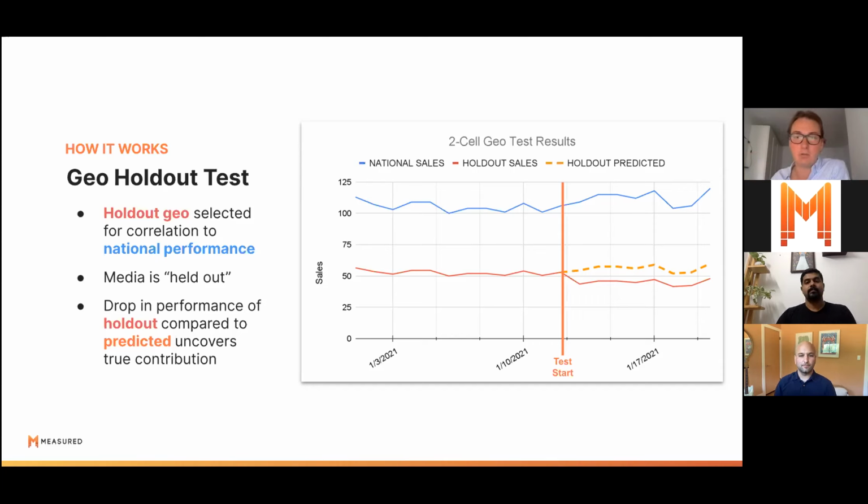Now, let's say we take out Facebook prospecting from those 5 states, and you can see this test start line here, that's where we take it out. That orange dotted line is what we predict would have happened if we had not done that. If we had done nothing to touch these states, what would sales likely have been? And we know that because we have the national sales from that time period. That is the blue line. If we have that blue line, we can predict the dotted line.